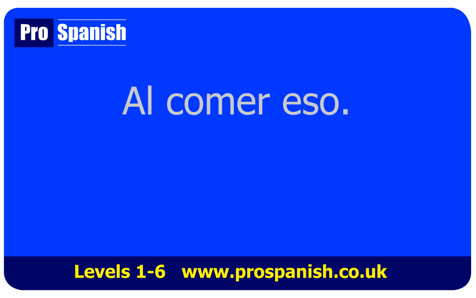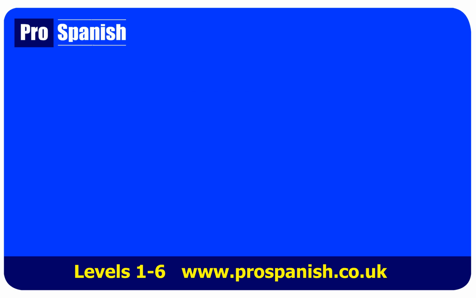by eating that, I don't know, you'll put on weight. Vas a engordar, for example. Al comer eso, vas a engordar. By eating that, you're going to get fatter. So that is al, to mean by doing something. And on to our second phrase or expression.